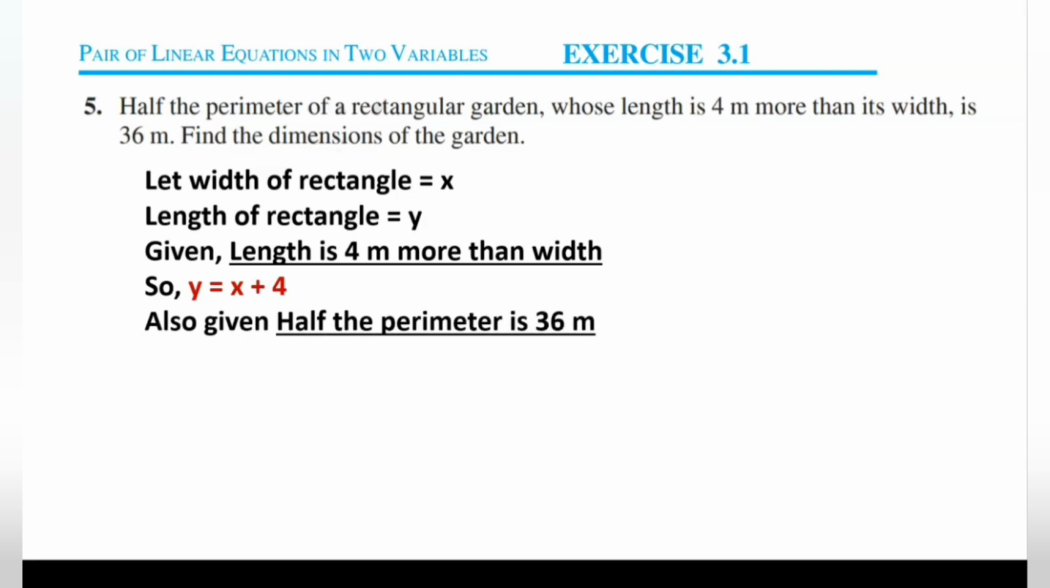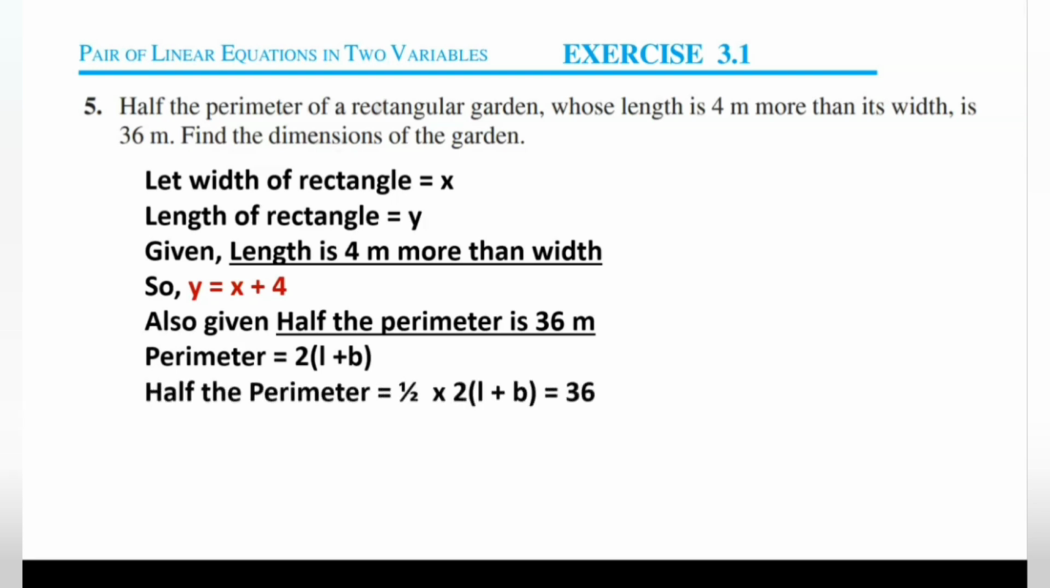Now, it is also given that half of the perimeter of the garden is 36 meters. First of all we need to know the perimeter formula. What is the perimeter of the rectangle? It is 2 into (L plus B), right? So half of the perimeter means half of 2 into (L plus B), which is equal to 36. If you cancel out 2 and 2, you will get length plus breadth is 36 meters.